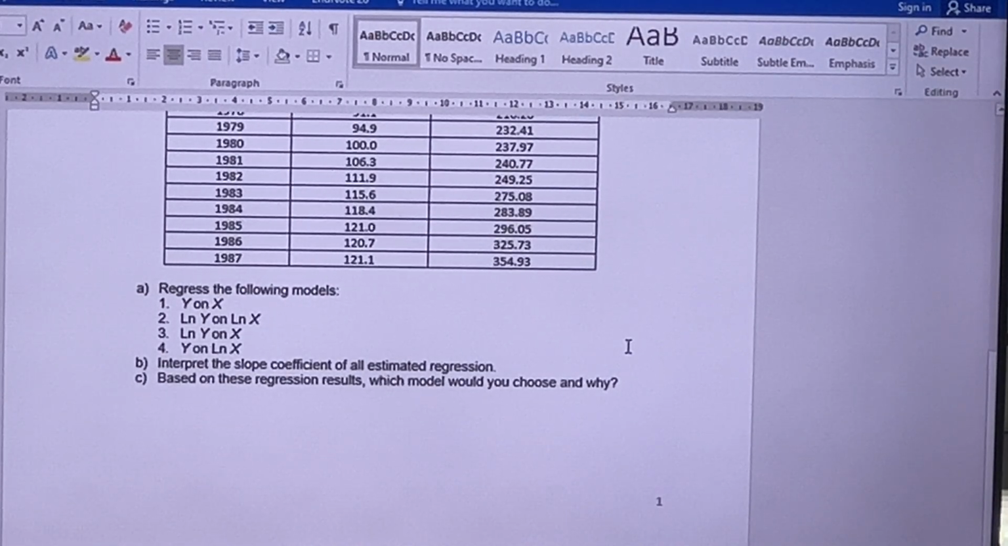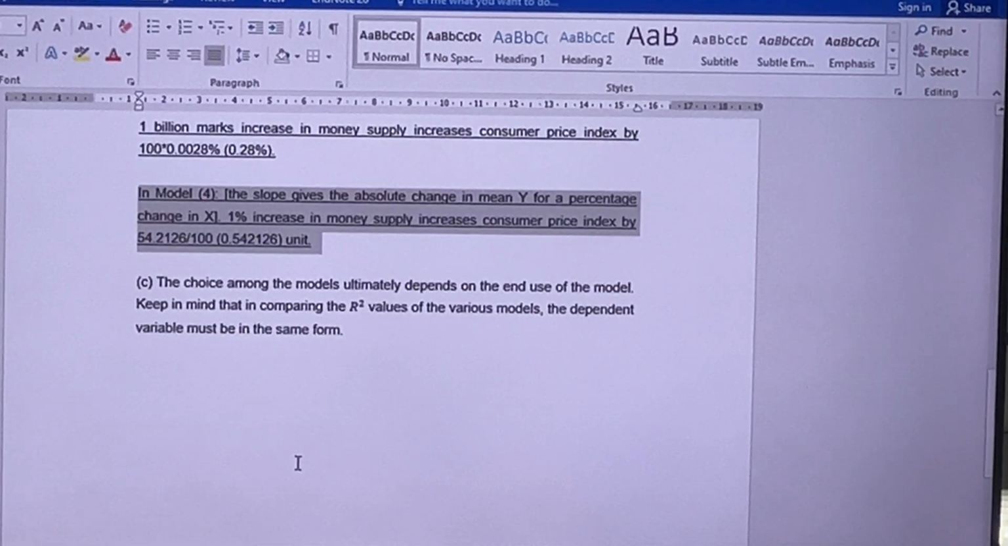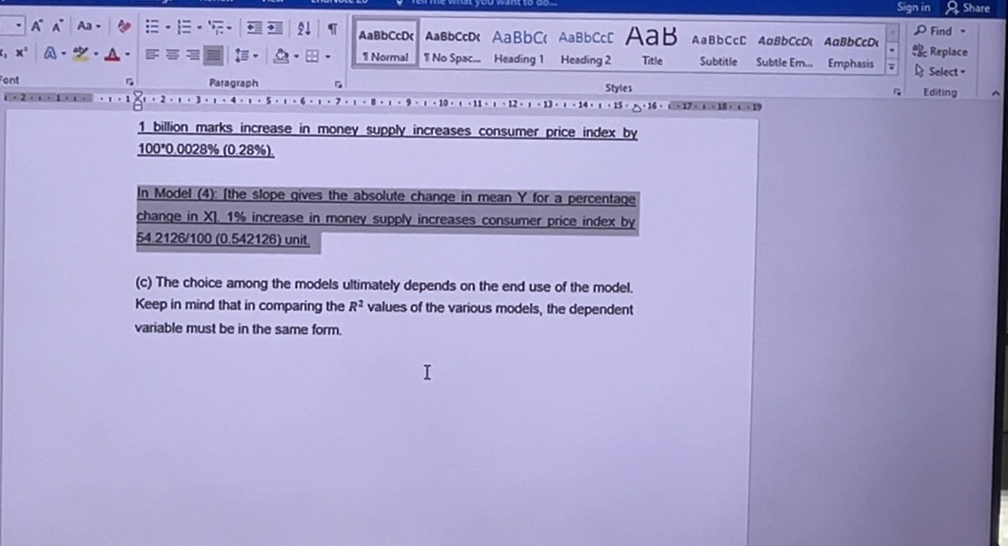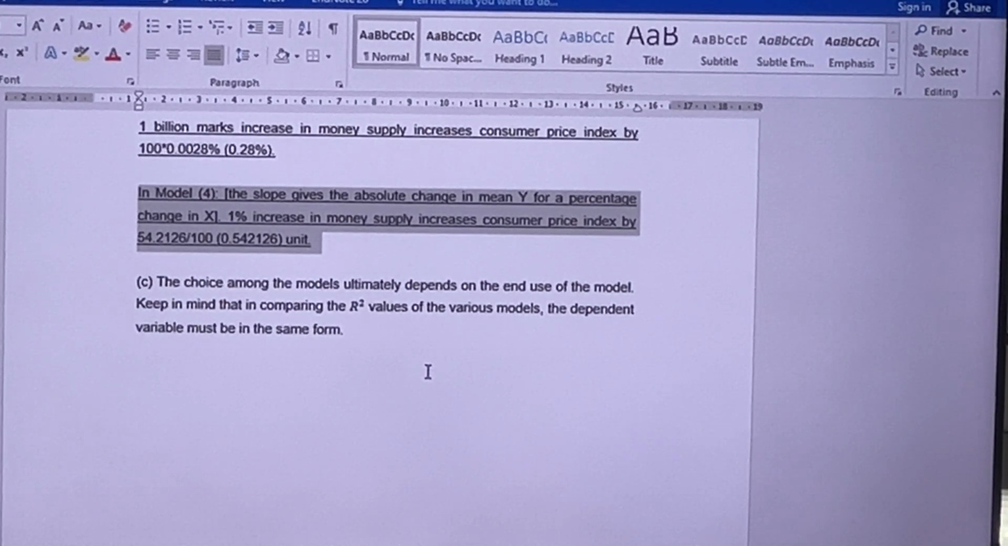Based on the regression result, which model will you choose and why? So it depends. The choice of a model depends on how you are going to use the model, how you are going to interpret. If you want to interpret as elasticity, then use the double log model.